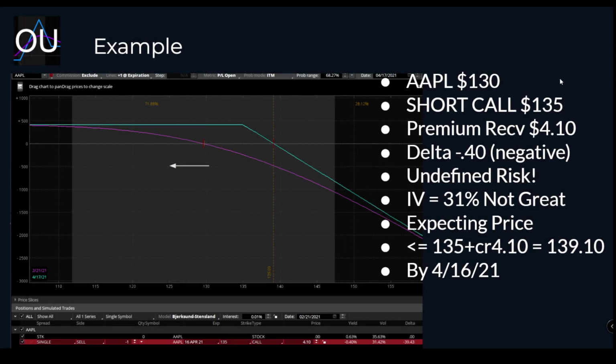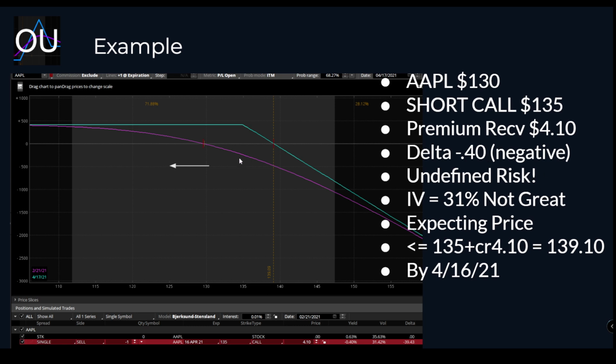So an example is Apple's trading at 130. The short call at 135, I'm going to go out of the money a little bit here, and our probability of out of the money, I want it to be higher. So here's an example: Apple trading at 130, the short call at 135. The premium received is going to be $4.10. We have a delta of -40.